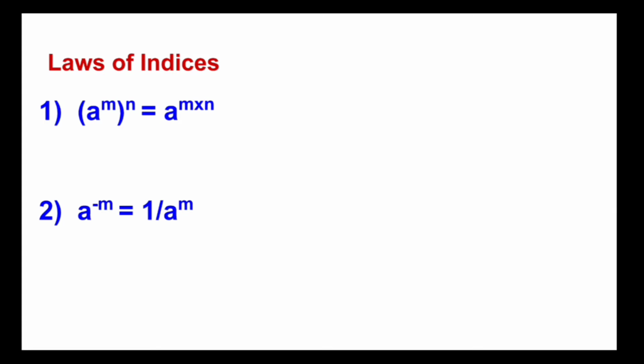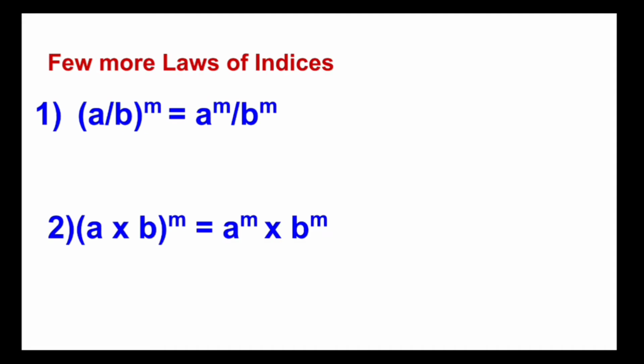Children, there are two more laws of indices which we have not used in this practice set, which we have not applied in the practice set. So let us see those two more laws. First one is a upon b raised to m, that means two bases and one index, there is division of the bases. So how to write? A raised to m divided by b raised to m. For example, 5 upon 7 raised to 9 means what? 5 raised to 9 upon 7 raised to 9.